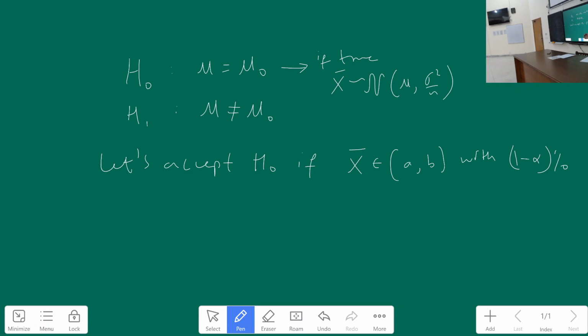We'll have to make, remember, we had to make this assumption. So let's accept H naught if x bar is between a and b with, I said 90%, remember? So 90% of you say that I was right, then I was right with 90% confidence. So a common value for a and b that we use, or notation we use, is that a is mu naught minus z alpha by 2 sigma over square root n, and b is mu naught plus z alpha by 2 sigma over square root n.